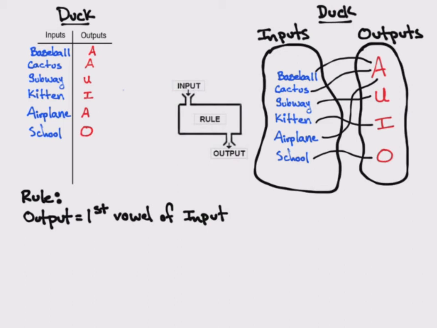All right, so there's our mapping diagram. Again, this is a function. Even though 3 different inputs all go to the output A, it's never the case that a single input has multiple outputs. A word can only have one vowel that comes first. It's impossible to have 2 vowels that both come first. So there's no way that one input is going to have multiple outputs.